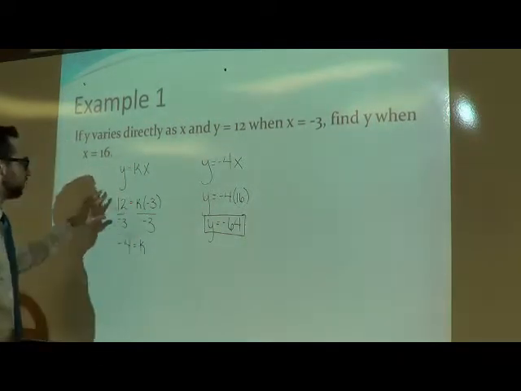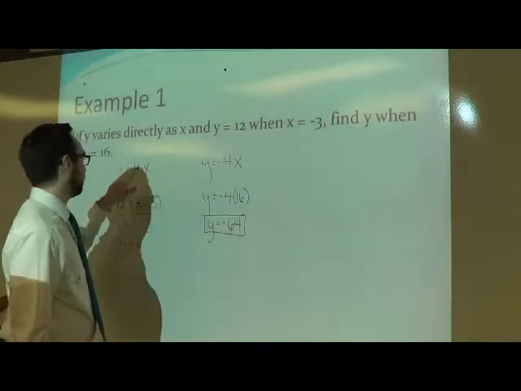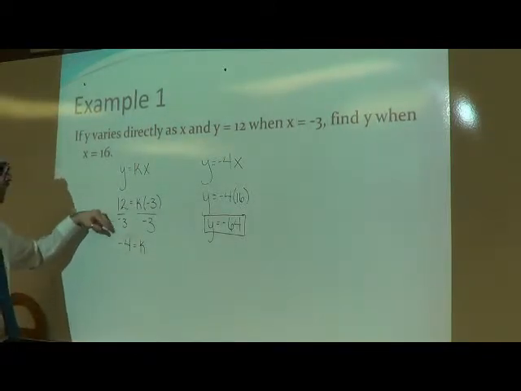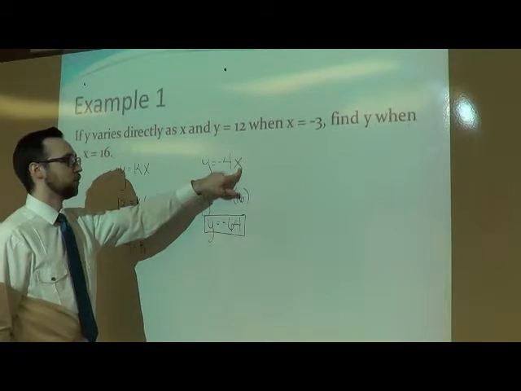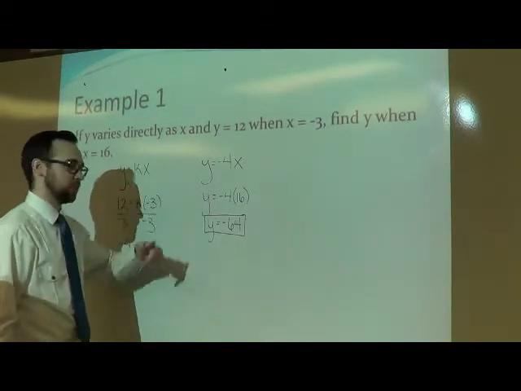So all you do is start by finding your k value. You plug in the two values they give you, and you solve for k. And really it's just going to be the y divided by the x. Then you plug that value in along with whatever value they give you. Sometimes it'll be y, sometimes it'll be x. And you solve for the missing piece.